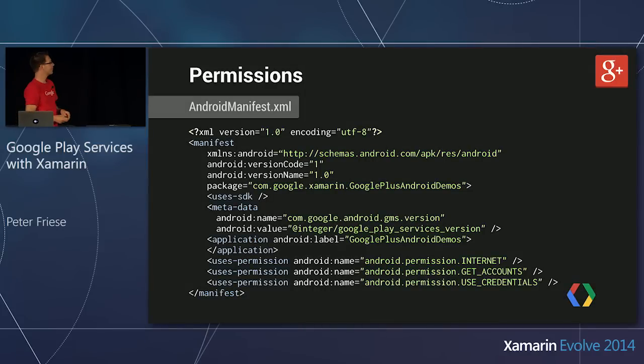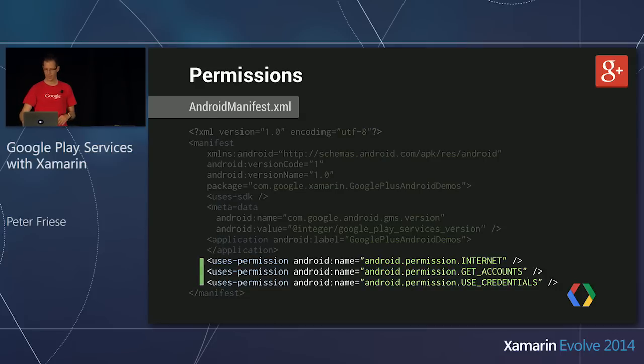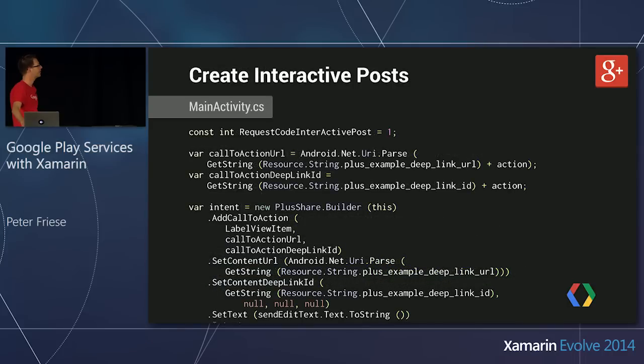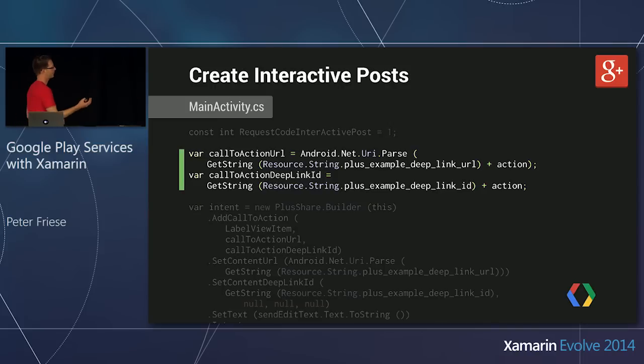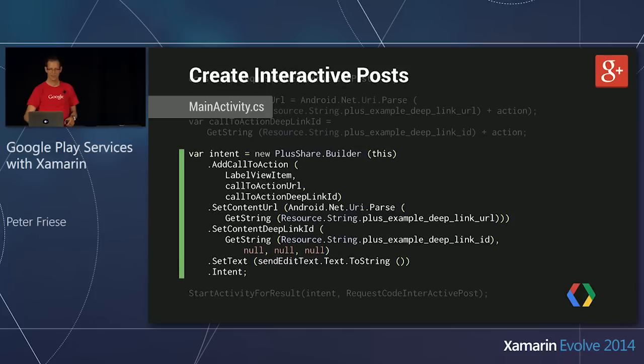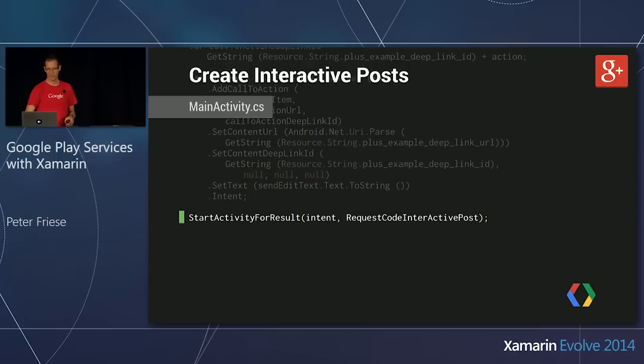So to do this, you need to set up a few permissions down here. So access to the internet, access to the accounts, and to the credentials. And then you need to set up the call to action URL and the call to action deep link ID, which will be used to jump into your application at a later point of time. Then you set up an intent using the Plus Share Builder and start an activity with this intent.